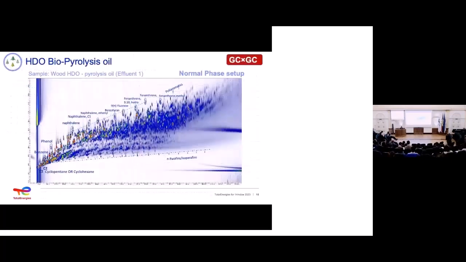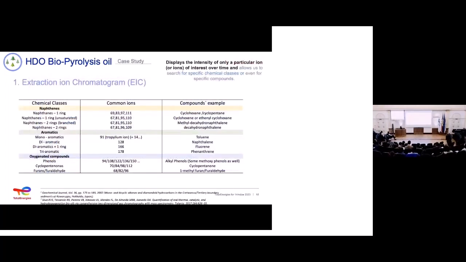This figure shows us the 2D color plot for a normal phase separation of effluent 1. What we can see initially is that it is a complex sample, but the peaks are well separated with the conventional setup. We have the elution of paraffins and isoparaffins at the bottom, and at the top, the polyaromatics. But we no longer have the good group type analysis as in the plastic pyrolysis oil. So to try to identify what is inside this sample, we use some tools. The first one was the extracted ion chromatogram.